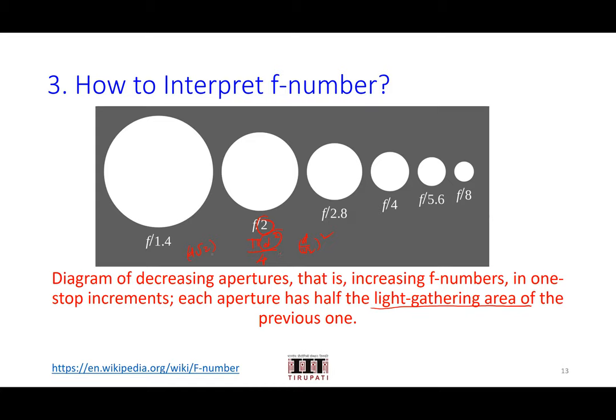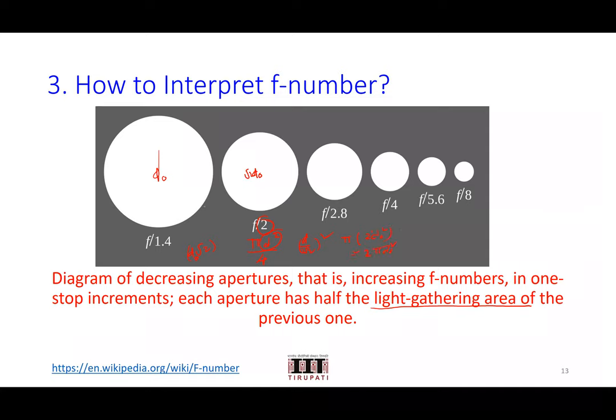For example, d naught you consider here. In this case, d naught is the diameter for a given focal length. If you have root 2 times d naught here, then what would happen in terms of the area? Pi r square, right? So pi 2 d naught square. So this will become 2 times pi d naught square here.